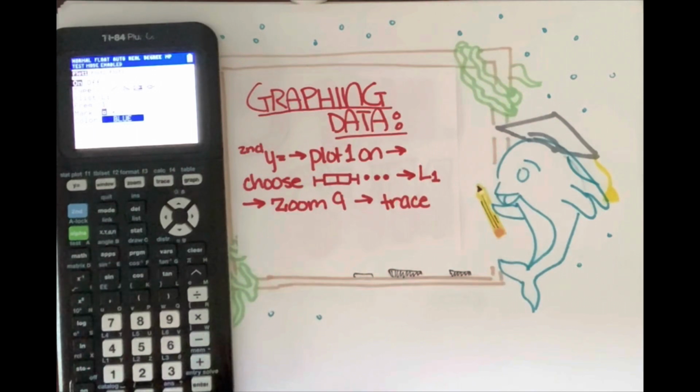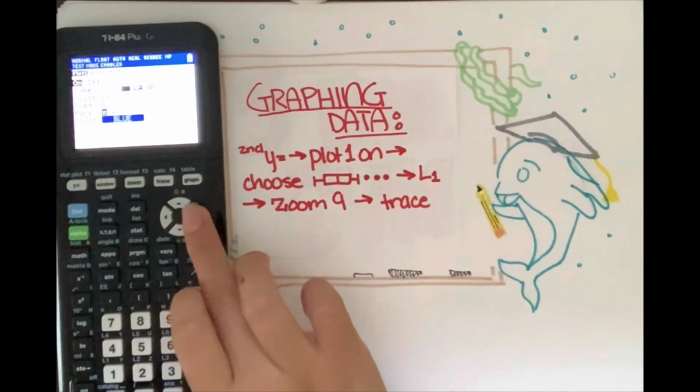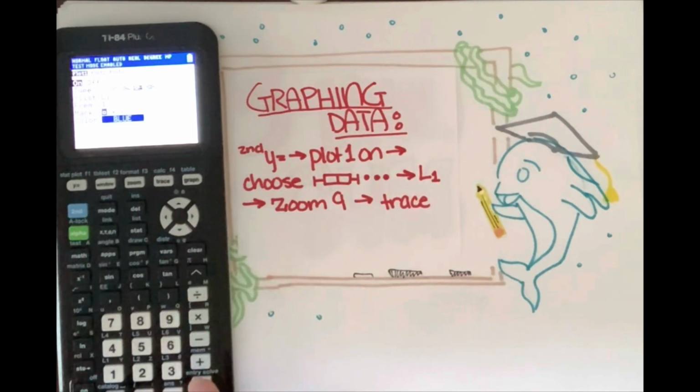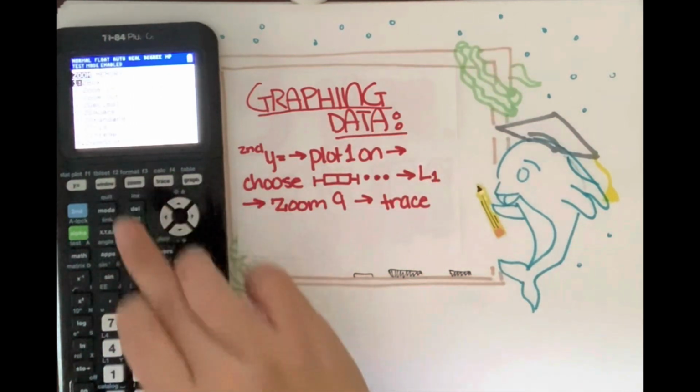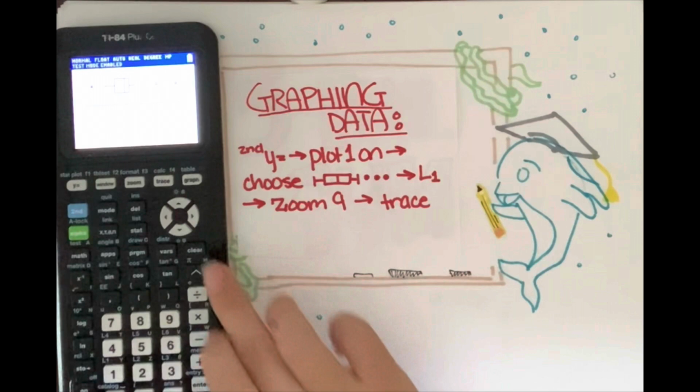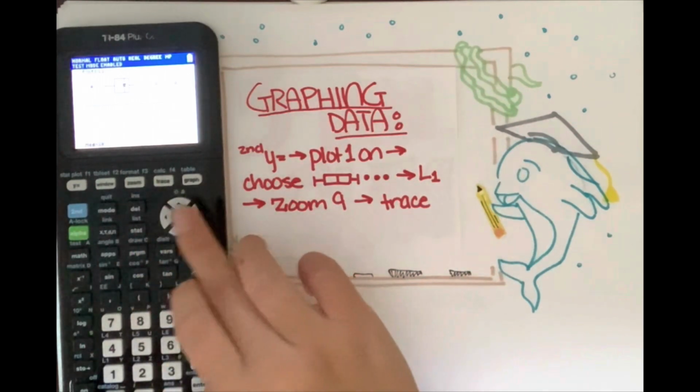With the 5-number summary acquired, we may graph our data using the following keystrokes: second Y, plot 1, on, choose the box plot with outliers, list 1, and zoom 9. In addition, press trace so that the exact points are indicated.